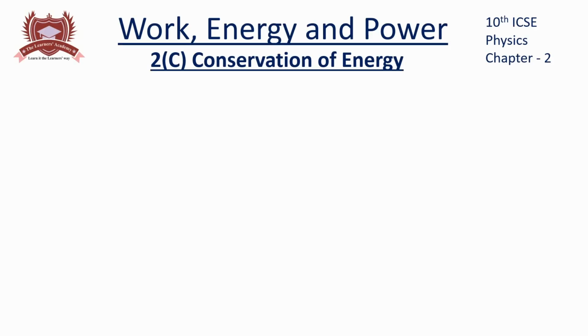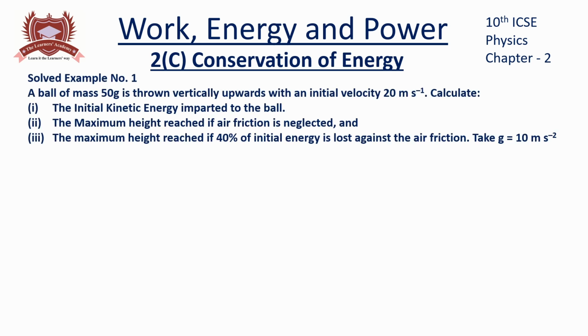So the first example that we have for conservation of energy is: a ball of mass 50 grams is thrown vertically upwards with initial velocity 20 meters per second. We have to calculate the initial kinetic energy given to the ball, the maximum height reached if air friction is neglected, and the maximum height reached if 40% of the energy is lost against the air friction. Here they are asking us to take g equal to 10 meters per second squared. So let us quickly go ahead and check this out.